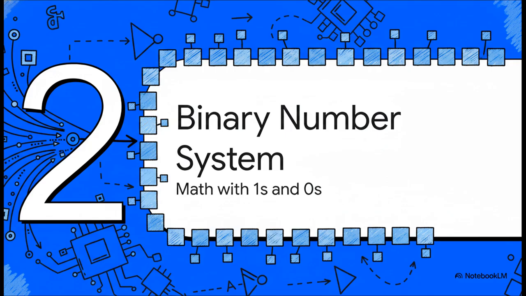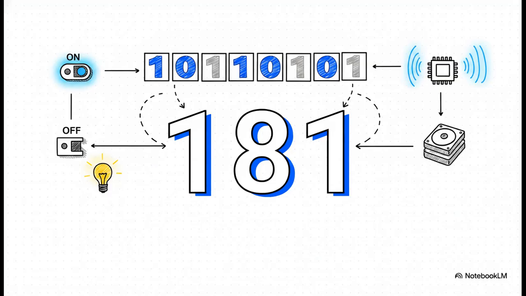Section 2. The binary number system. Because our hardware strictly relies on these two states, everything in a computer is stored in binary. It's a math system with just two digits, 0 for off and 1 for on. Take a look at this sequence, 10110101. To a computer, that specific string is the decimal number 181.